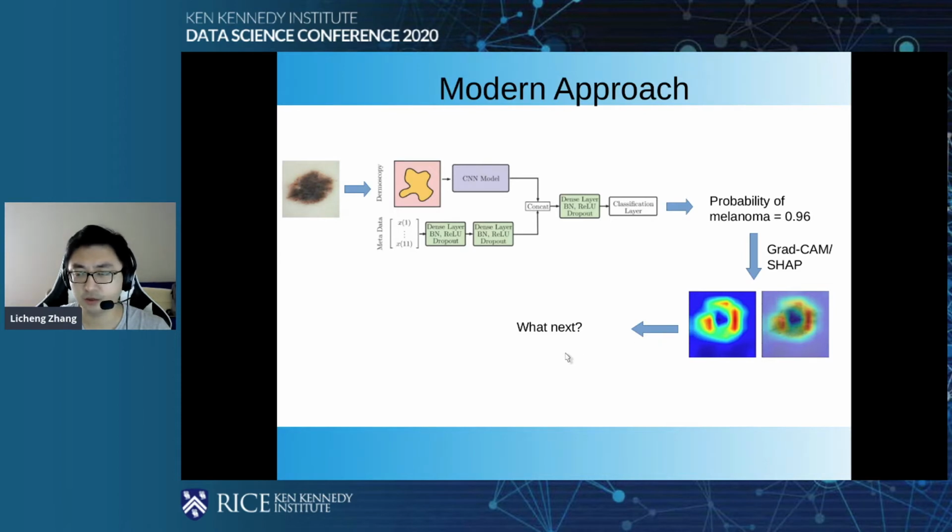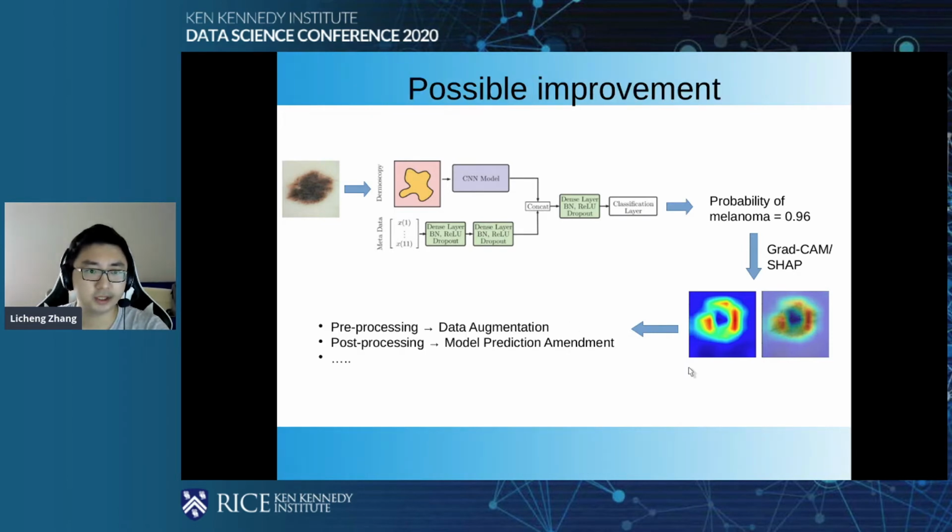But there is not much paper or research talking about what we can do next. How can we use this kind of visualization knowledge? So here we propose two new ideas. One is for the pre-processing step, like doing new data augmentation, and one is for the post-processing, so we can train a second model. But for both, we want to use the heat map generated from the Grad-CAM.